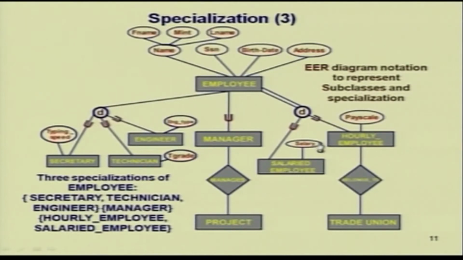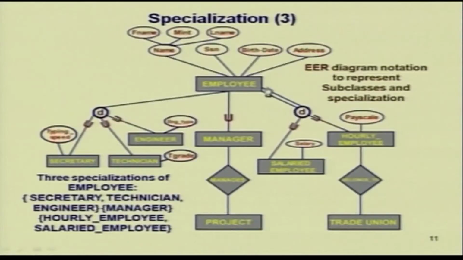A salaried employee has an attribute salary, and hourly employees have a pay scale, meaning how much he is paid per hour, and this hourly employee alone has a relationship attached to it where he belongs to a trade union. The salaried employee is not allowed to have a trade union, so he does not participate in that relationship. Let us assume that salaried employees are also allowed to belong to a trade union, then this relationship would have been attached to employee and would not have been attached to only hourly employee. So, this gives a very clear picture of the subclasses and specialization.